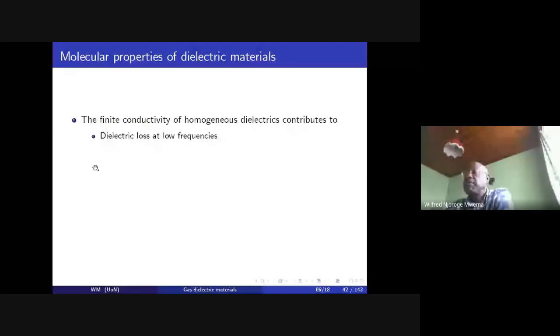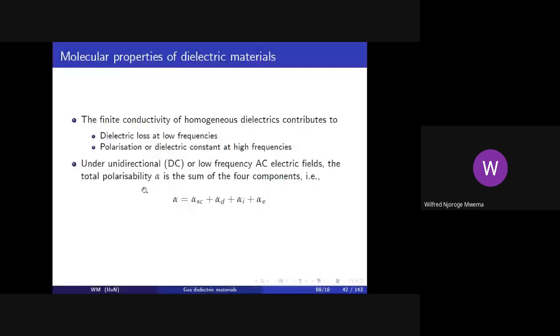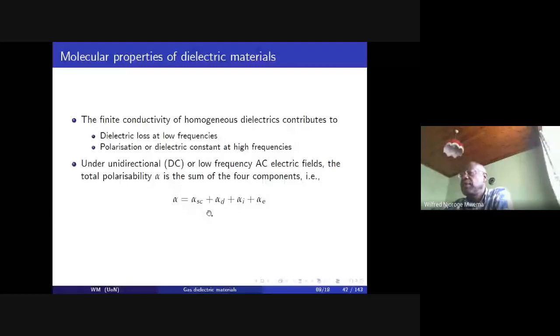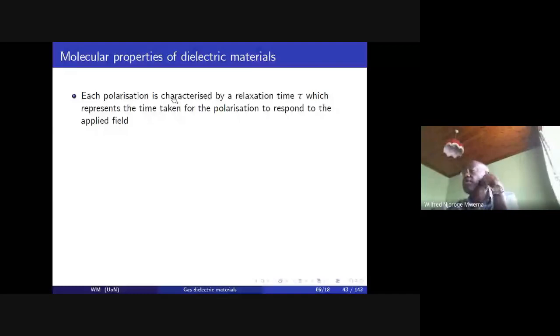the dynamics. Under unidirectional or DC or very low frequency, alpha will be the sum of the 4 different polarizability mechanisms. That is the space charge, the orientational, the ionic, and the electronic. Each polarization is characterized by a relaxation time, tau, which represents the time taken for the polarization to respond to the applied field.